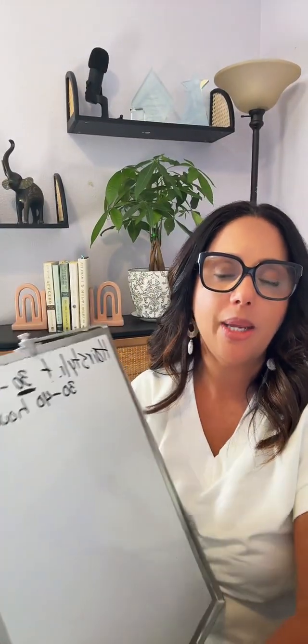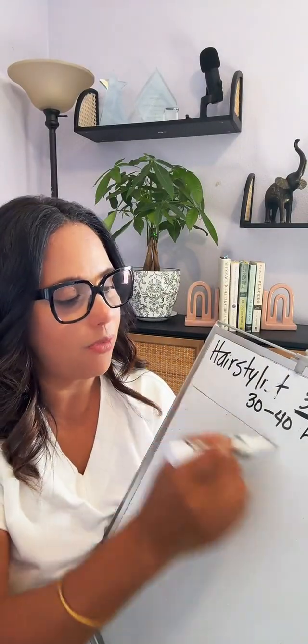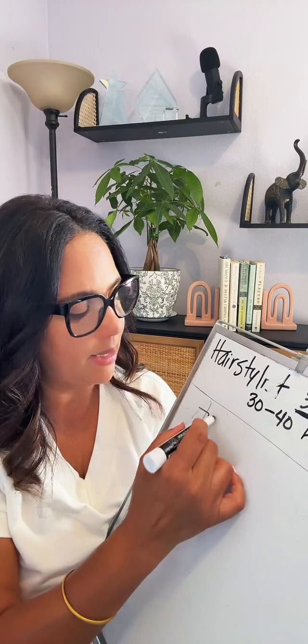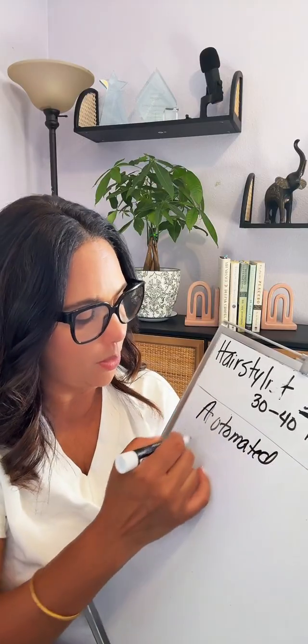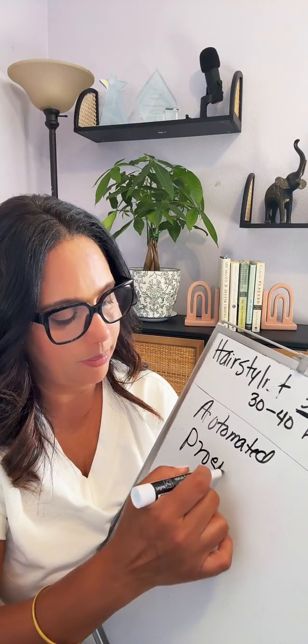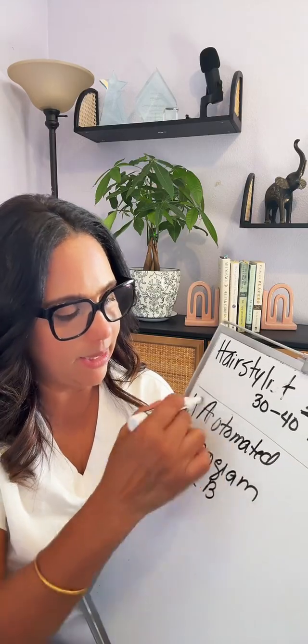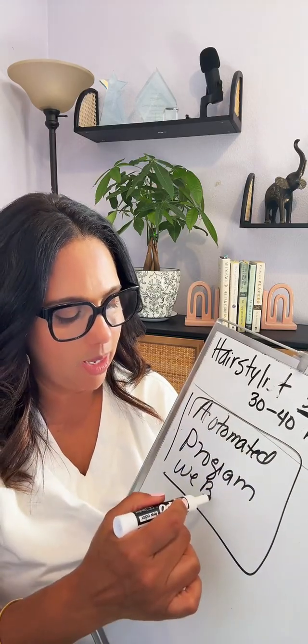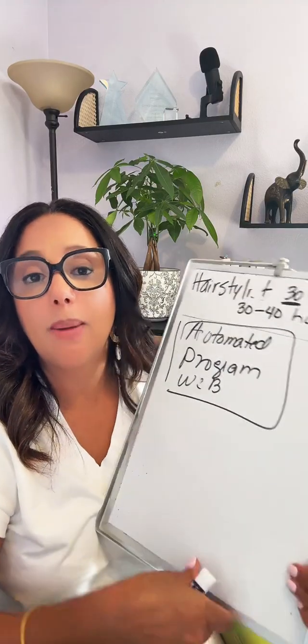I'm going to talk to you a little bit more about the programs and how you can make money online. So you're going to have this automated system that's going to work for you, and you will have your programs and your website. That's what you get. It's like a business in a box. You get your automations, your program, and your website.